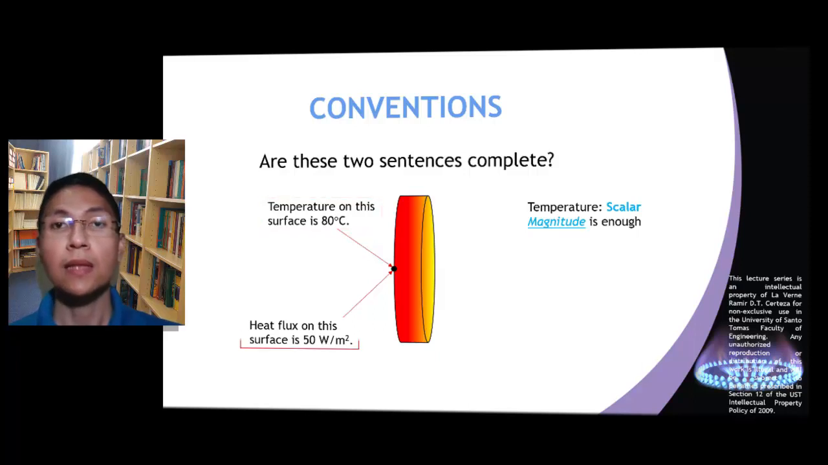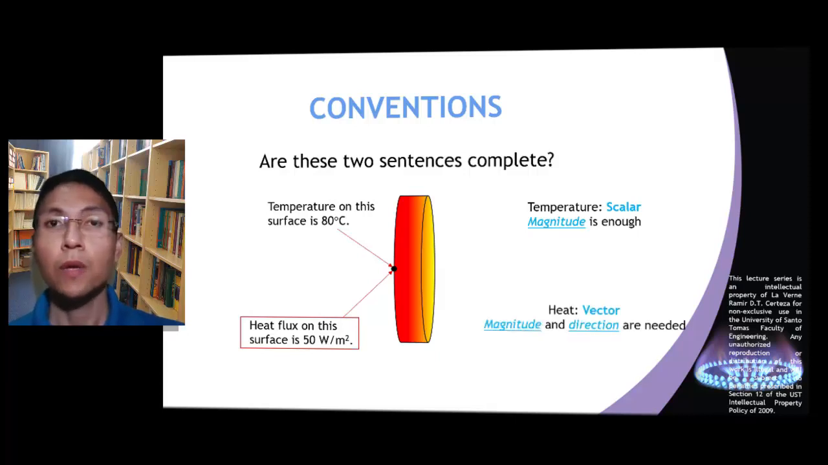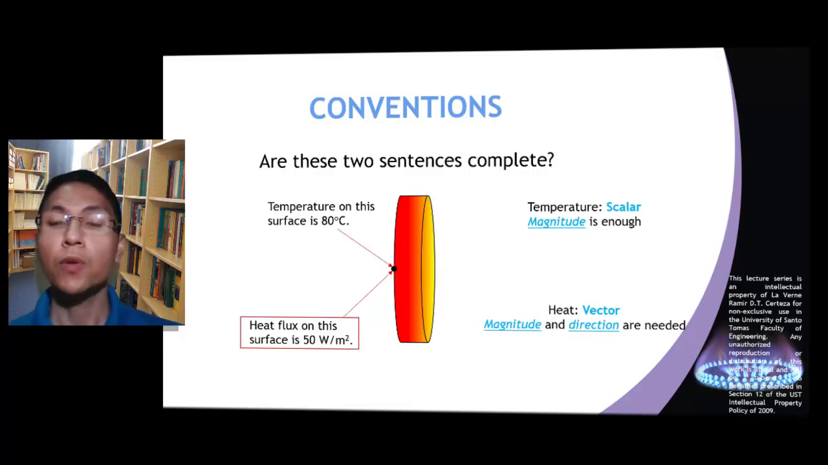But when we say that heat flux on this surface is 50 watts per meter squared, we should ask, how does heat flow then? Is it to the right or to the left of this point? The reason why we should ask these follow-up questions is that heat is a vector quantity. Therefore, for you to completely express the rate of heat flow, you should specify its magnitude and direction.